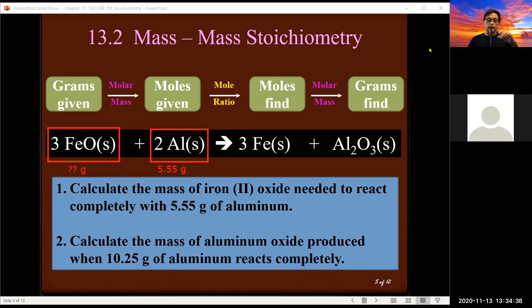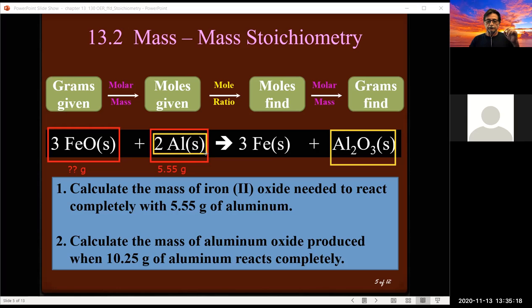Then the second part says, change this a little bit. Calculate the mass of aluminum oxide produced when 10.25 grams of aluminum reacts completely. So for this part, our only concern is the aluminum oxide, which, by the way, is something you find on sanding paper. It's very coarse material, and aluminum.